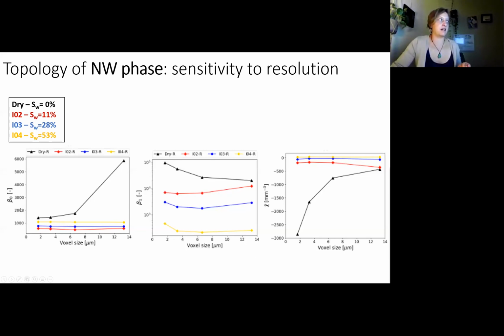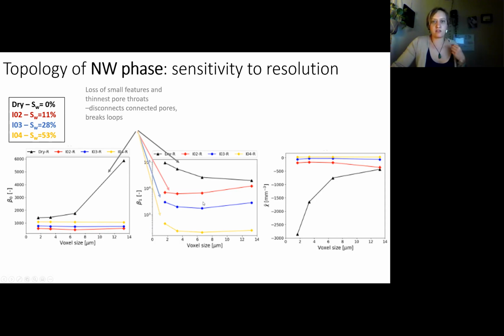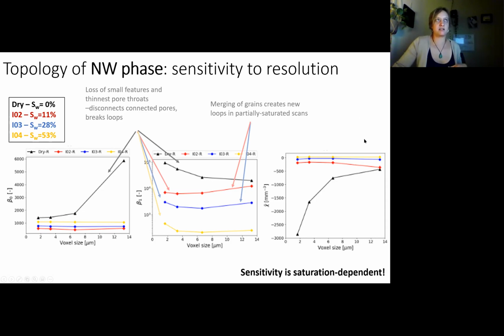And that's also what we see in the quantitative data. So here I'm showing Betti 0, Betti 1, and the Euler characteristic with the voxel size on the x-axis. So the high resolution data is on the left, and then the artificially coarsened data is moving to the right. Black is for the dry scan, and then the different colors are the different saturation states. So as we coarsen the resolution, we're averaging out small features. We're losing the thinnest pore throats, so we are disconnecting what was originally connected pore space. So that leads to this increase in Betti 0 features. We're also losing Betti 1 features, so we're losing those small pore throats. And then when we get to really large voxel sizes, when we get those merging of grains, we start to see the creation of new artificial loops. Although that's not as significant maybe. But the end result is that the Euler characteristic changes pretty dramatically when you coarsen the resolution, although this does depend on saturation level.